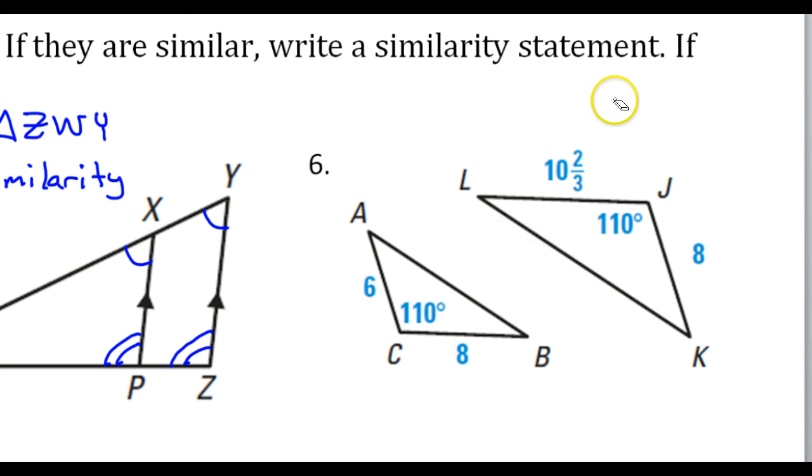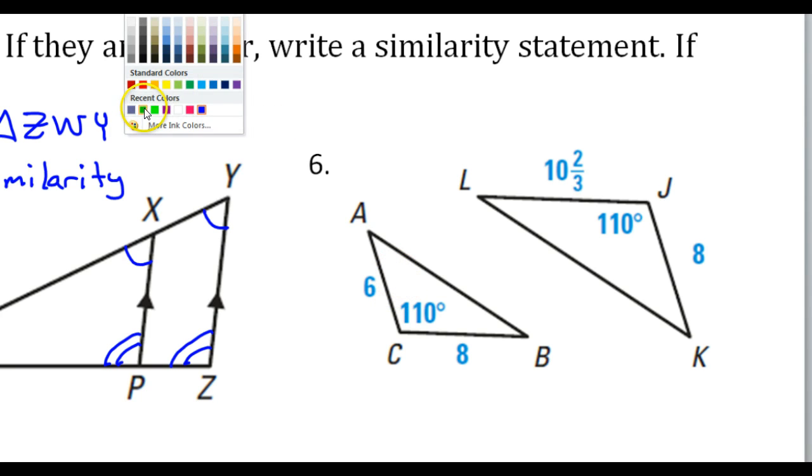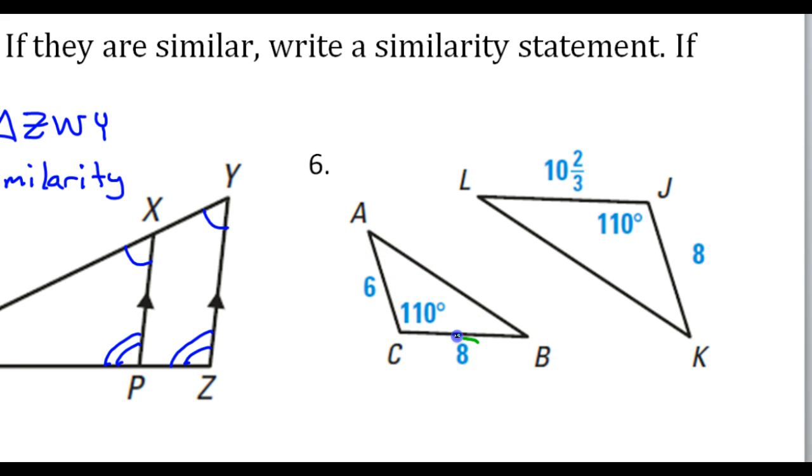So that's what we're doing, looking at corresponding sides. Okay, let's see. I use green for the biggest. So 8 is the biggest over here. Now you might think, oh, 8 and 8, they've got to be corresponding. Well, no. 8 is the biggest. Between these two, 10 and 2/3 is the biggest. So these are actually corresponding. 6 is the smallest between these two, and 8 is the smallest between these two. So these are actually corresponding.